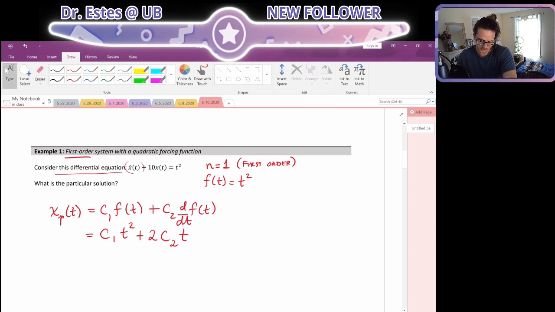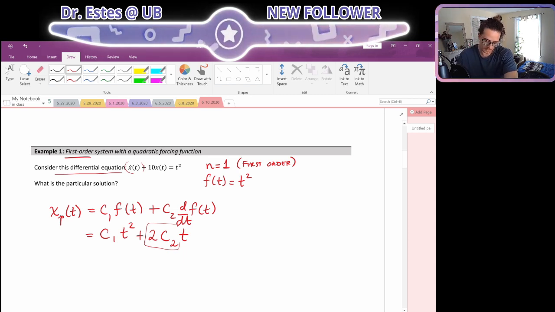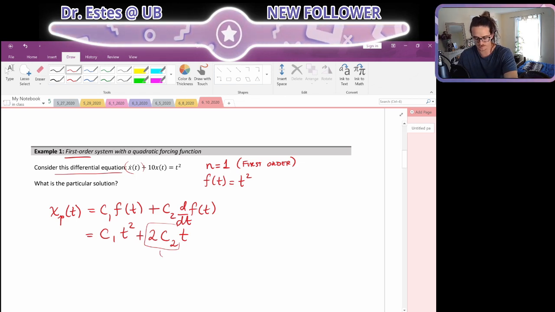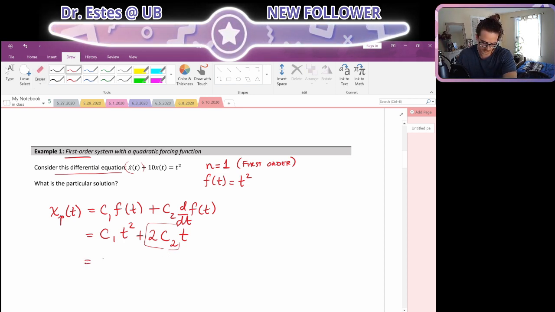But you know what we tend to do? We want to solve for what these coefficients are. But since this is just 2 times C2, it's easier to just replace this with some coefficient, because these are just constants anyway. So I'm going to make up a different coefficient for that one. I'll just call it D2. So I'm just putting one number out in front.